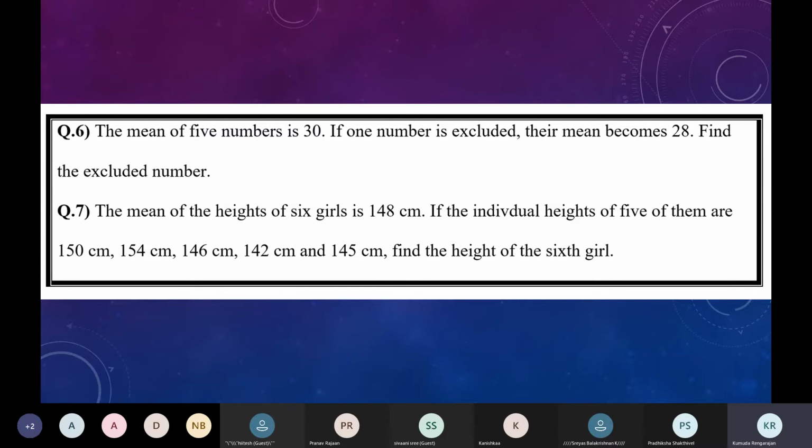The mean of the heights of 6 girls is 148. So the mean is given to be 148, number of girls 6. So the sum of the heights of these 6 girls will be equal to what? What into what?